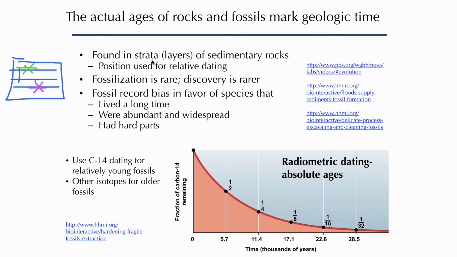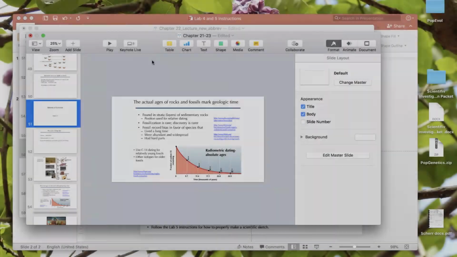We find very few fossils, and not only are the fossils being made rare, then we have to discover them. And so all those combined make it pretty amazing, really, that we have as many fossils as we do.